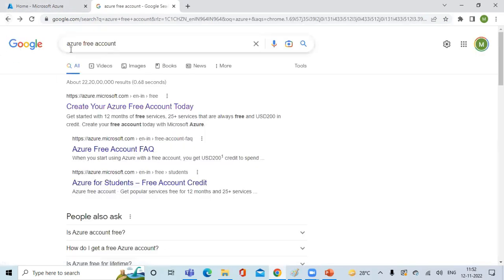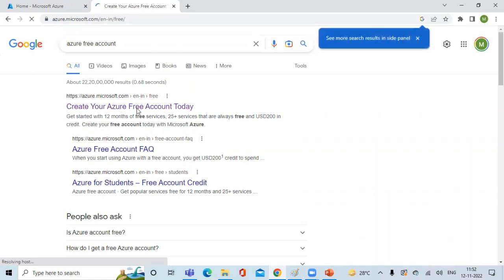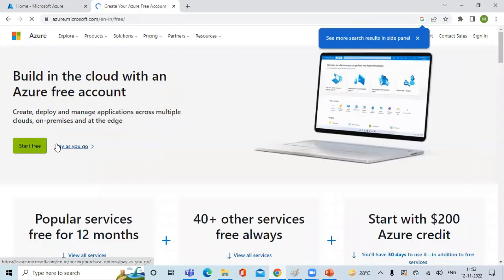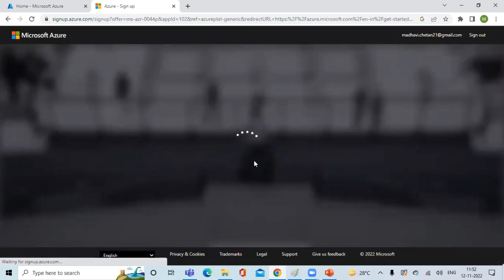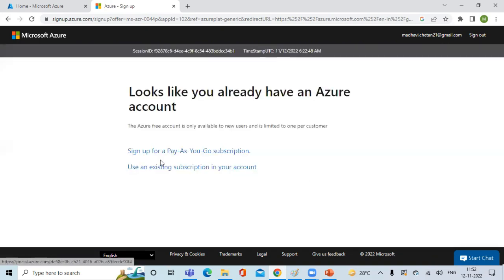Now what I have done over here is I searched for Azure free account, and then I selected create your Azure free account today. Whenever I go for that, I can go directly for the pay as you go account, or I can go for start free. So it is not compulsory to go only for the free trial. You can directly go for the pay as you go account as well. For that, you need to create a Microsoft account. If you don't have a Microsoft account, you can use your Gmail account or any other account and connect with that.